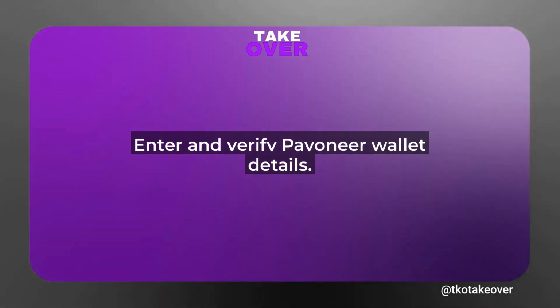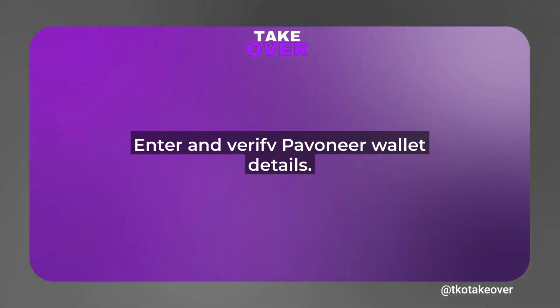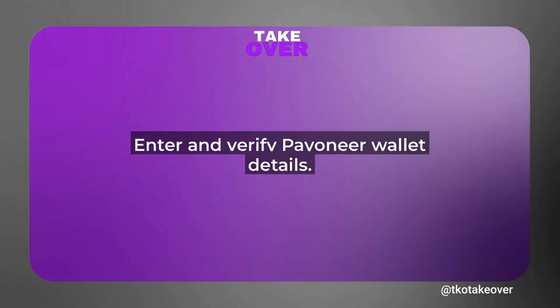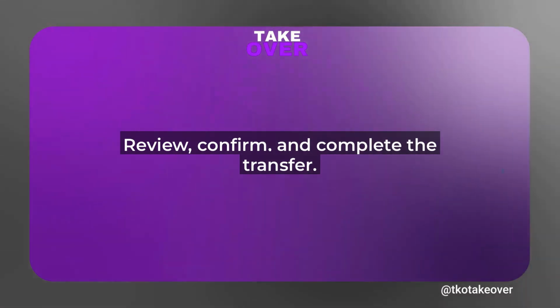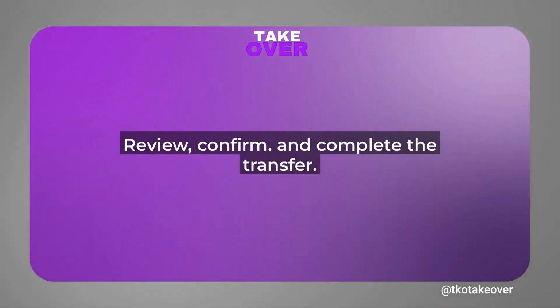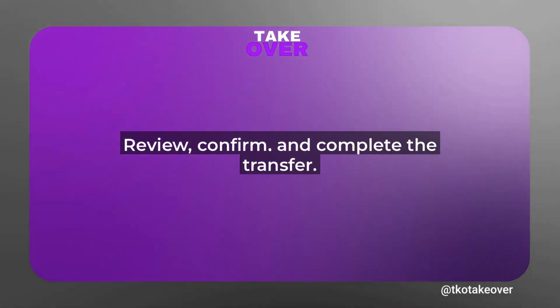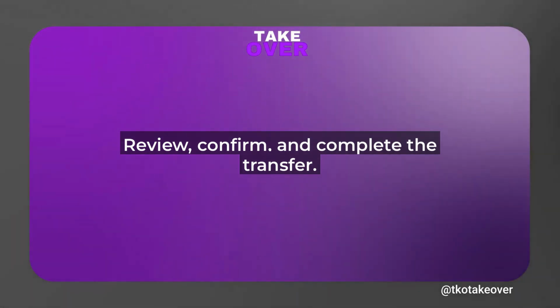Step 4. Review and confirm the transaction. Coinbase will show you a summary, including fees and the estimated arrival time. Hit confirm, and you're good to go. This might take a few minutes to a couple of hours, depending on network congestion. Once it's done, log into your Payoneer account to verify the deposit.